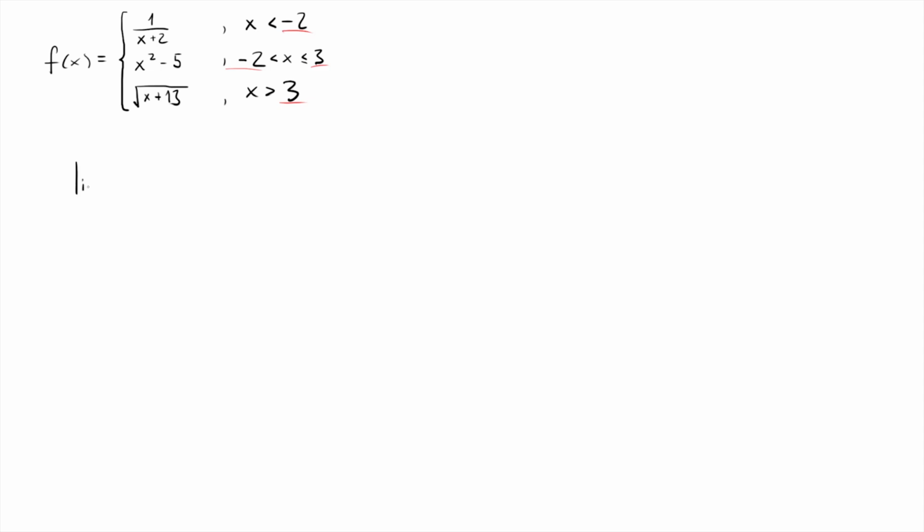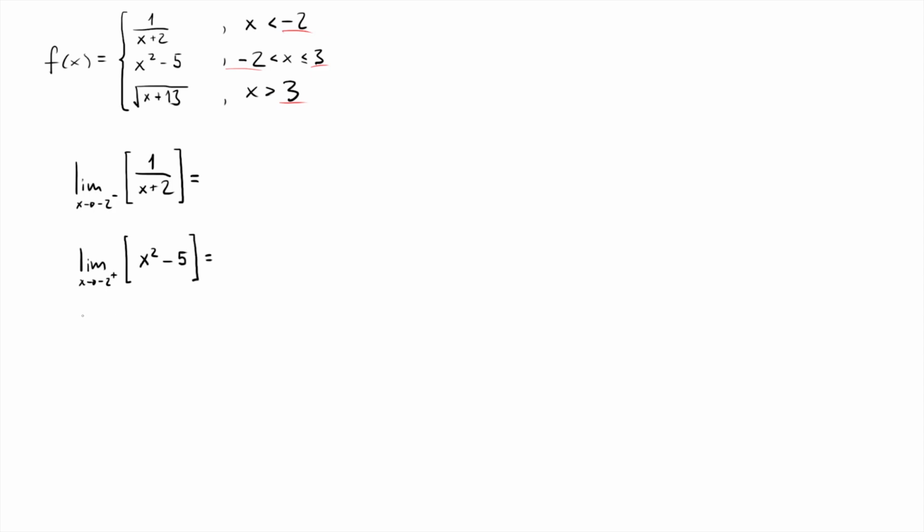So let's write out our limits. We're going to have the limit as x approaches negative 2 from the left. When we say from the left, what is our function equivalent to for values of x that are less than negative 2? The function is defined by 1 over x plus 2. Likewise, if we're finding the limit as x approaches negative 2 from the right, what is our function defined by for x values that are slightly greater than negative 2? It's going to be defined by x squared minus 5.